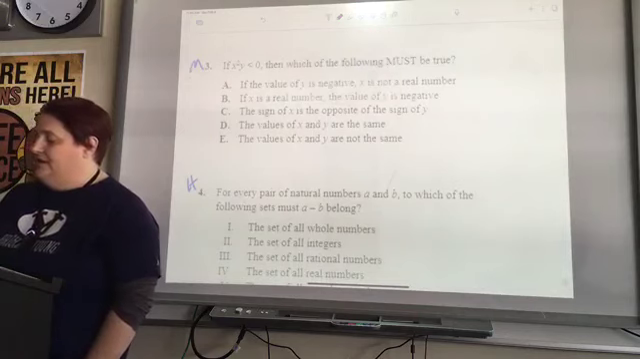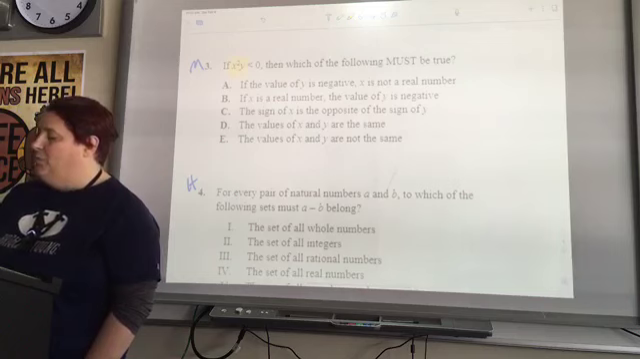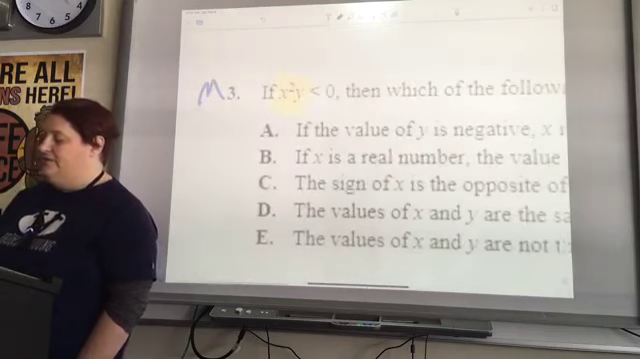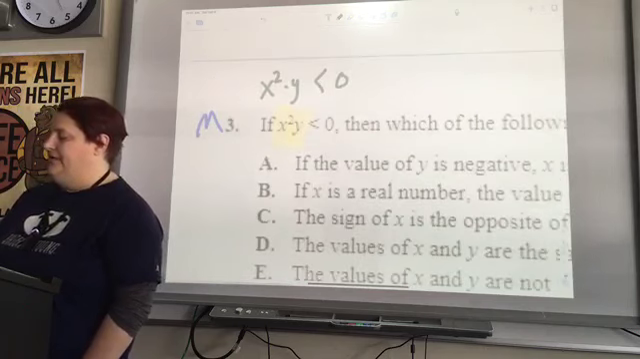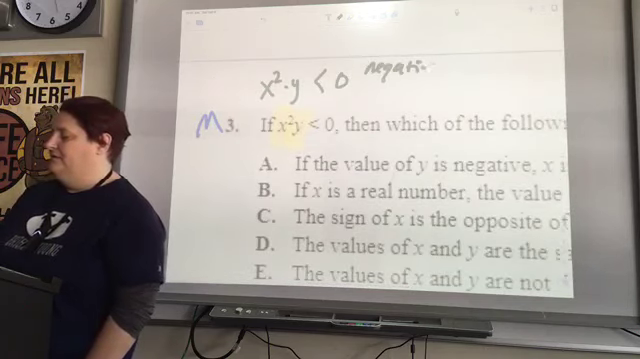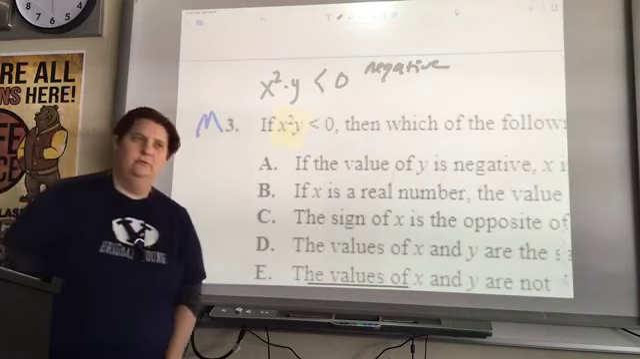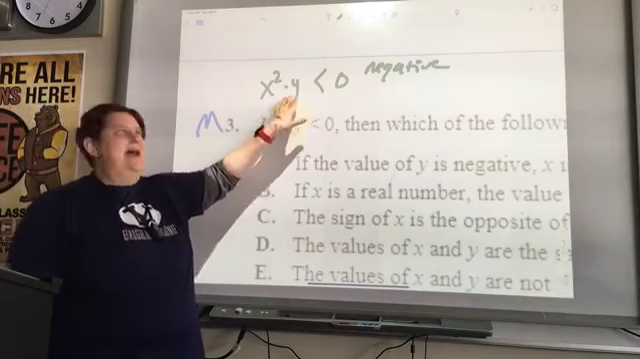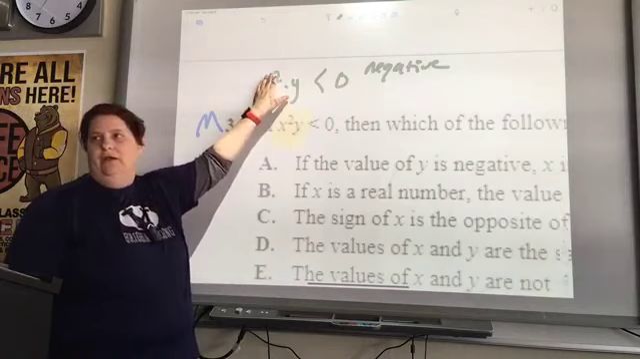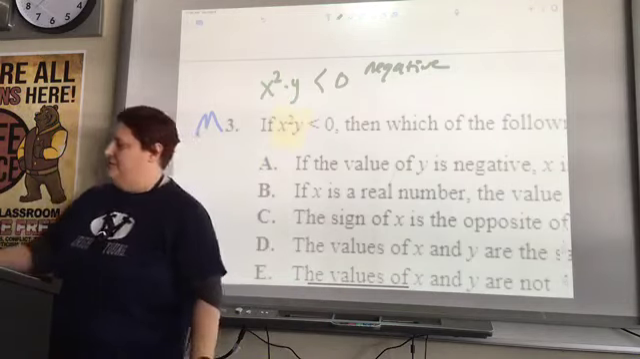I like this question. It says, if x squared times y is less than 0, without even reading the choices, you guys, that means it's negative. What does that tell you? Well, y has to be negative, and it doesn't really matter what x is because I'm squaring it. So now I'm going to read through these.